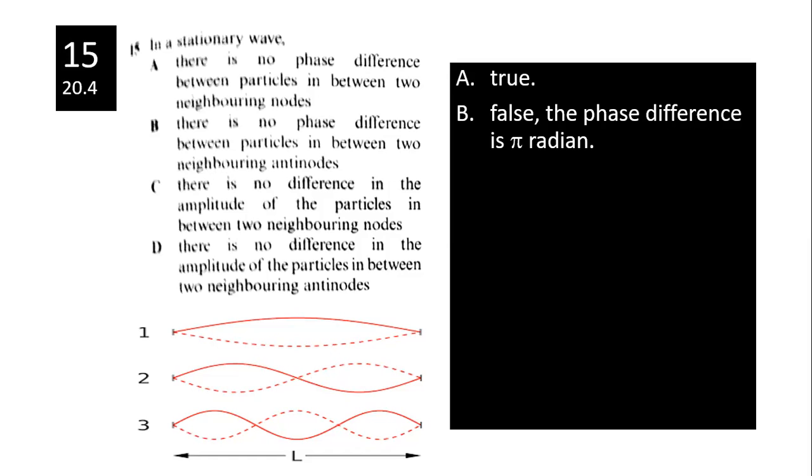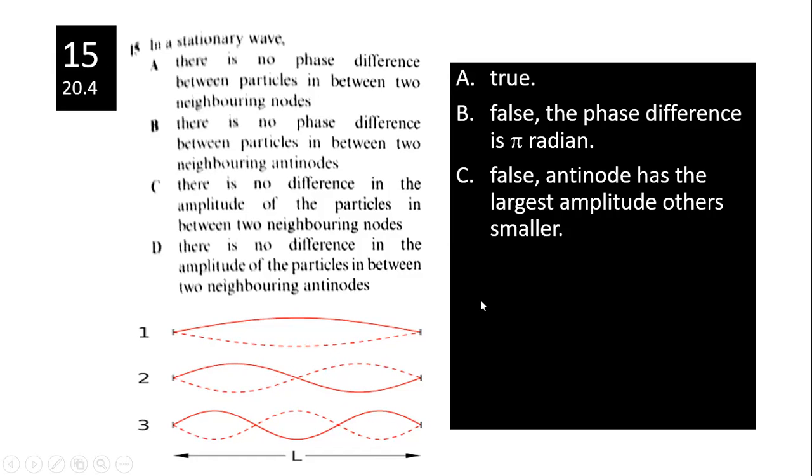There's no difference in amplitude of particles in between two neighboring nodes. Neighboring nodes is just here. The amplitude is different. Each of them has a different amplitude. The maximum is at the antinode. So false.